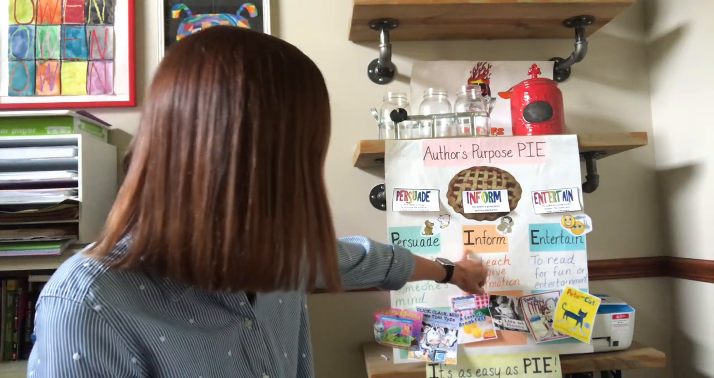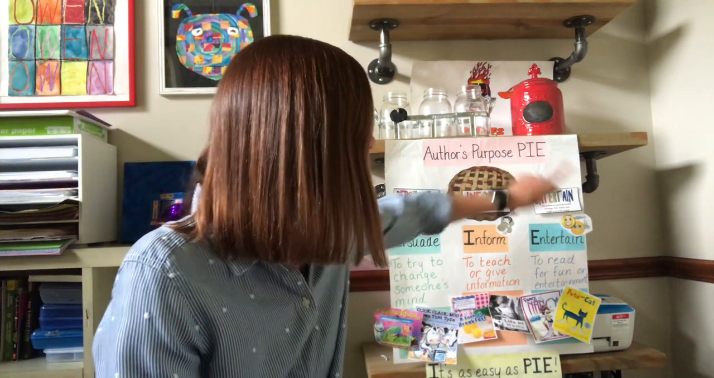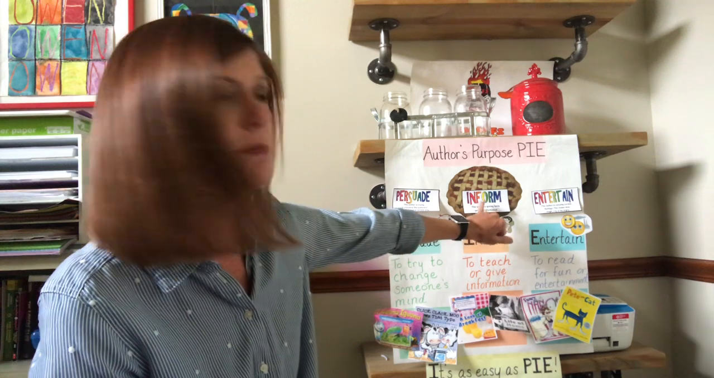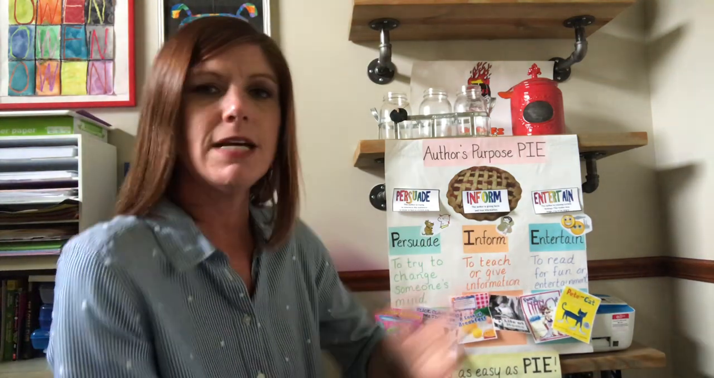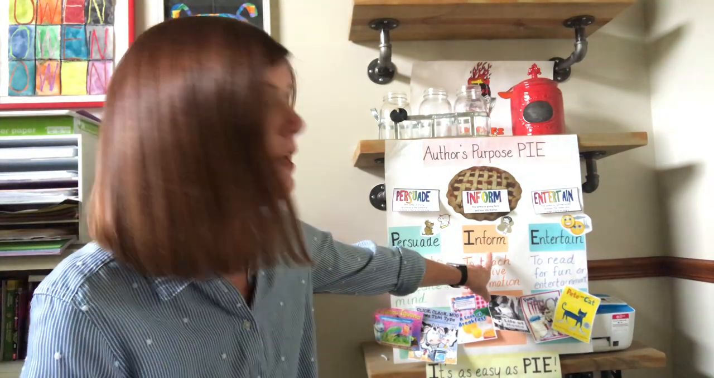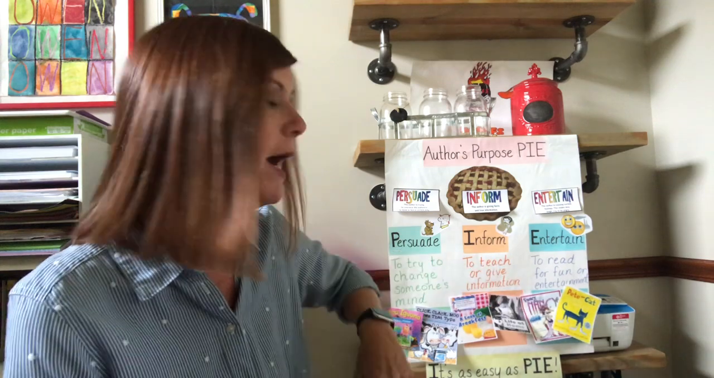Then we're going to go to the I in the word pie. And for the I, it means inform. And if you are informing someone about something, you are giving them information. Hear the word inform and information. And I have a picture of a teacher there, because that's my job, is to inform you or to teach you. So if an author wrote a story to teach you something, we call that inform, the I in pie.